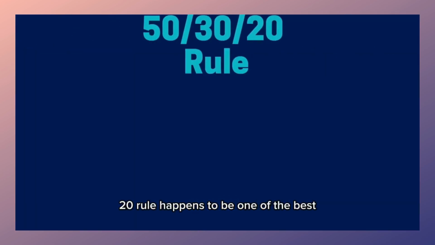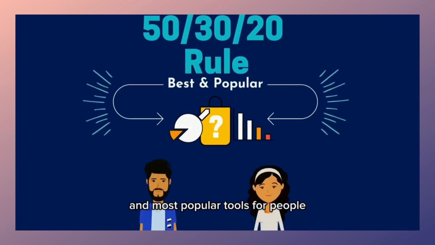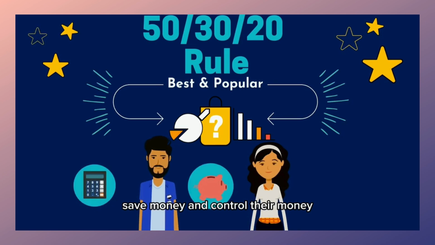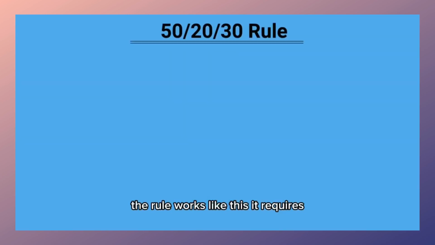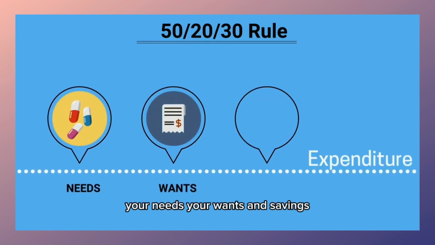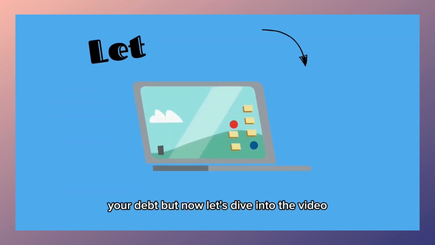The 50-30-20 rule happens to be one of the best and most popular tools for people who don't have time to track all their spending, but want an easy way to manage their expenditure, save money, and control their money. The rule works like this. It requires you to divide your expenditures into 3 categories: your needs, your wants, and savings or debt. But now let's dive into the video.